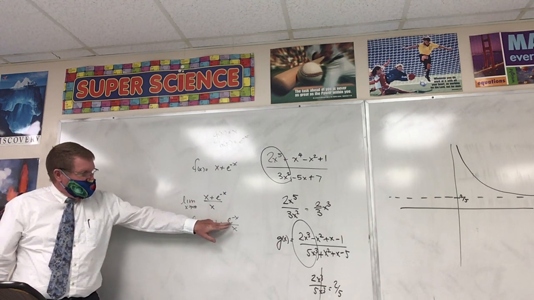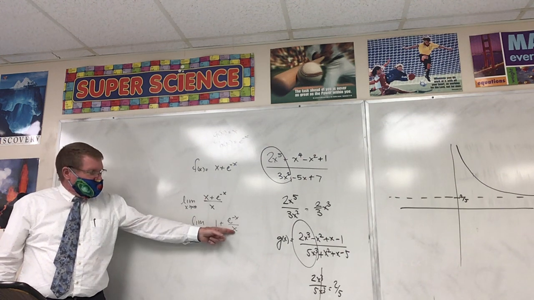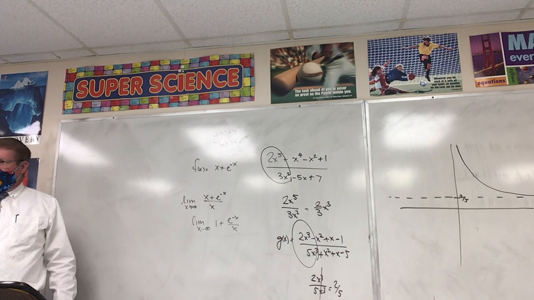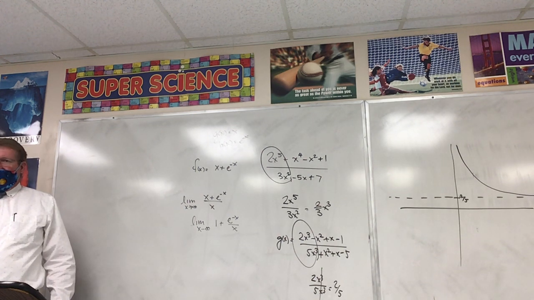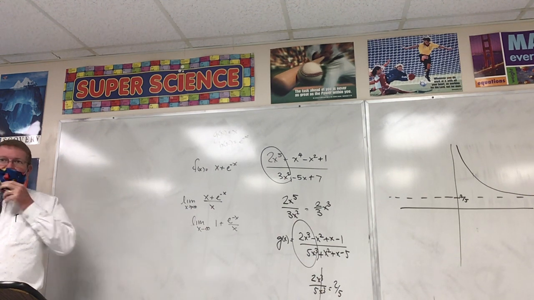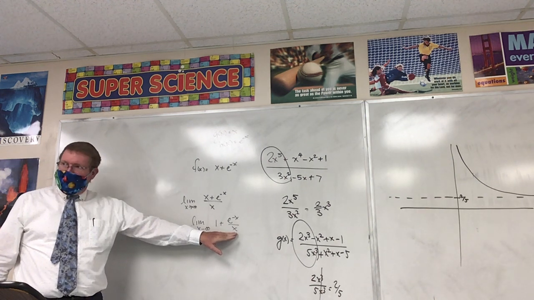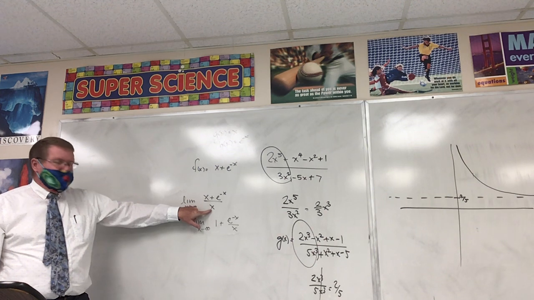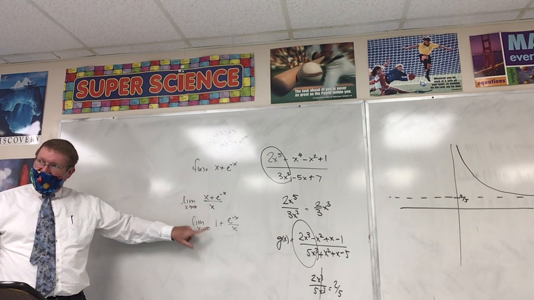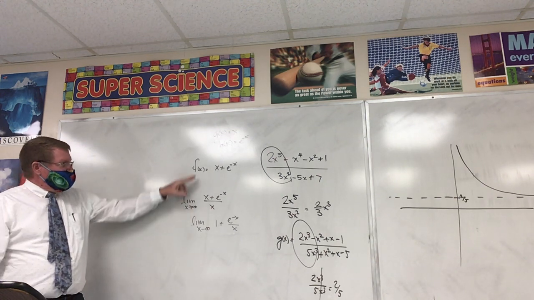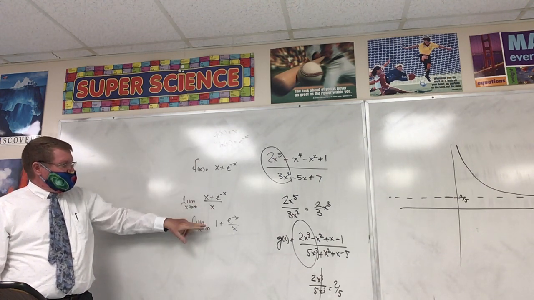I get 1 plus e to the negative x over x. Well, as my denominator gets bigger and bigger and bigger, what happens to my fraction? It gets smaller, getting closer and closer to 0. So this is basically 0. 1 plus 0 is 1. So therefore that shows me that x is my right end behavior, because f of x divided by g of x is 1.